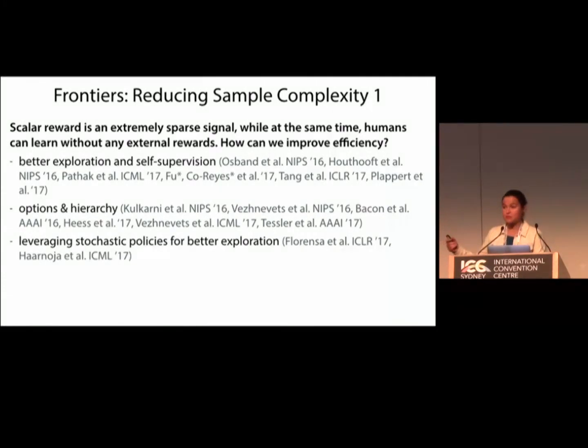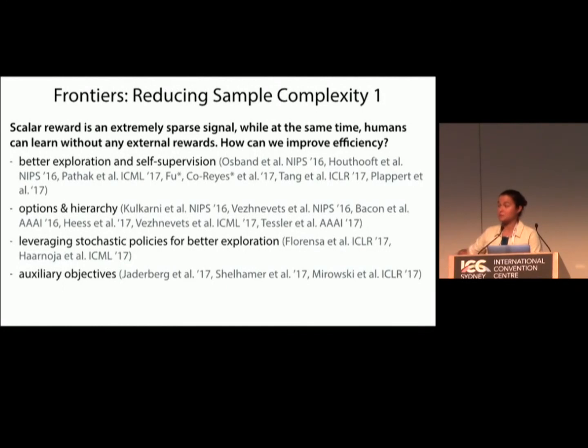There's a couple papers on leveraging stochastic policies for better exploration. And then there's also been a couple of recent works on utilizing auxiliary objectives beyond the reward function for more effective and faster learning.